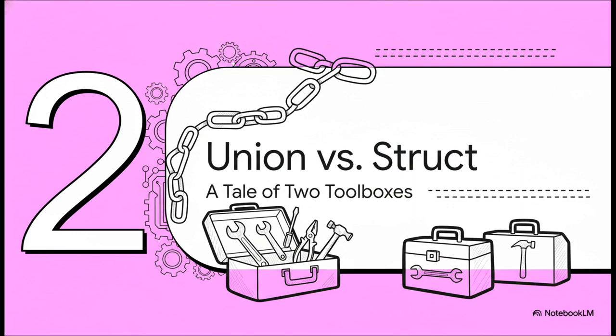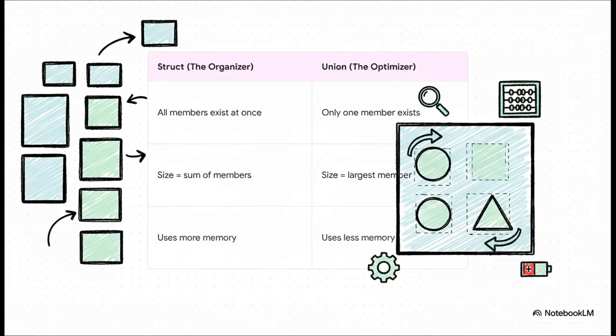To really get a feel for the power of a union, we have to compare it to its much more common cousin, the struct. Let's think of this as a tale of two toolboxes, each designed for a totally different kind of job. This slide lays it all out perfectly. A struct, that's your organizer. It sets aside a separate space in memory for every single one of its members. So its total size is basically the sum of all its parts. But a union? Oh, a union is an optimizer. It only carves out enough memory to hold its single largest member, and all the other members just have to take turns using that same space. That right there, that's the memory-saving magic.